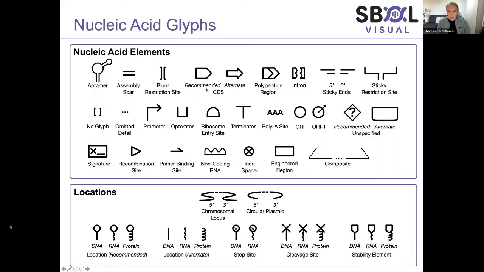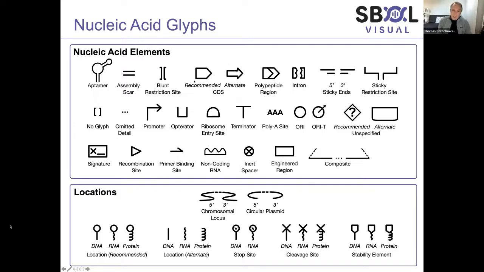Now, the only other thing I want to say about these is that when you look in the standard, you'll find that there are recommendations for the symbols that you should use, but sometimes there are alternate versions. The most obvious example of that is the actual CDS. This is the symbol that we would recommend that you use for showing CDSs, but an alternative that we also say is okay is this arrow-like shape.